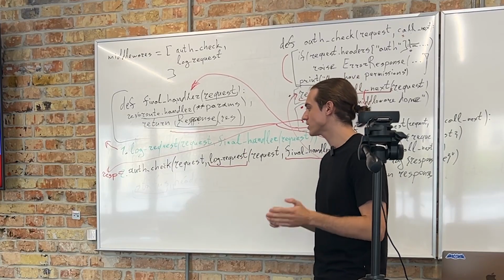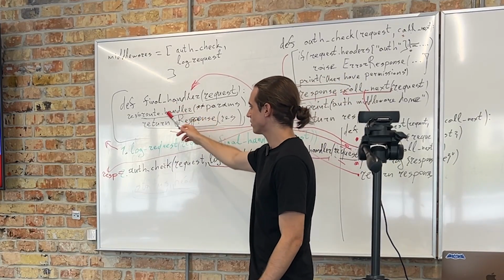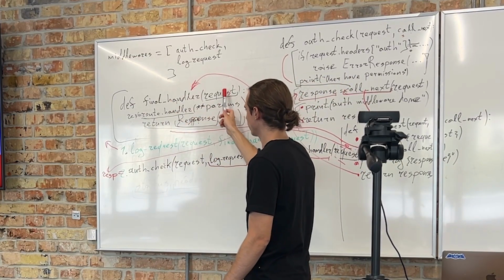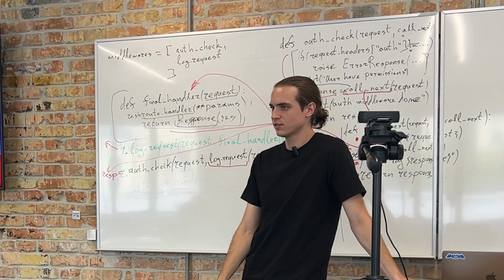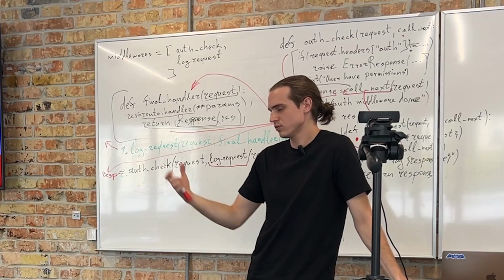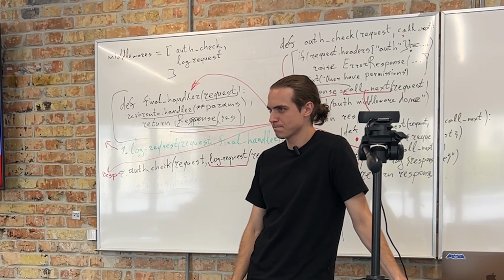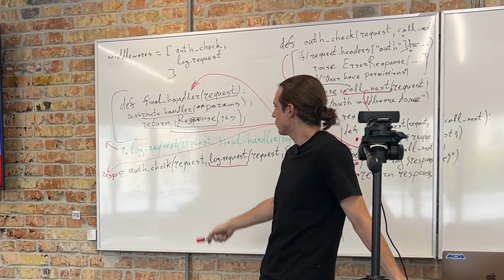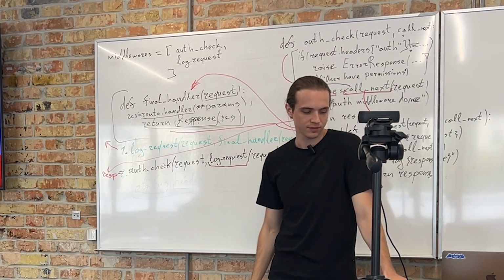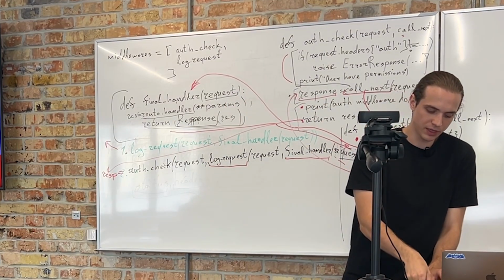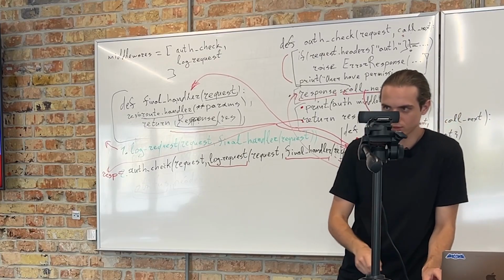Okay, so in this example, what is the handler, what is the middleware, what is the request, and what is the response? What is the handler? The main function. The main action function method.